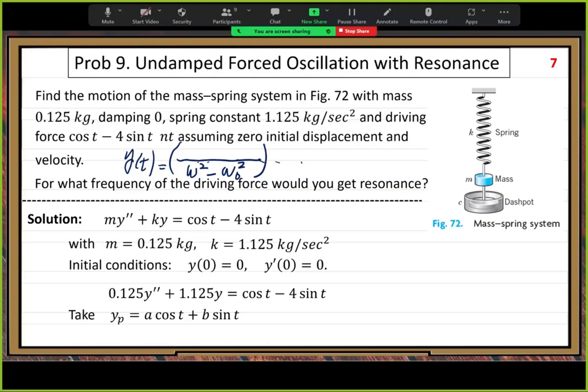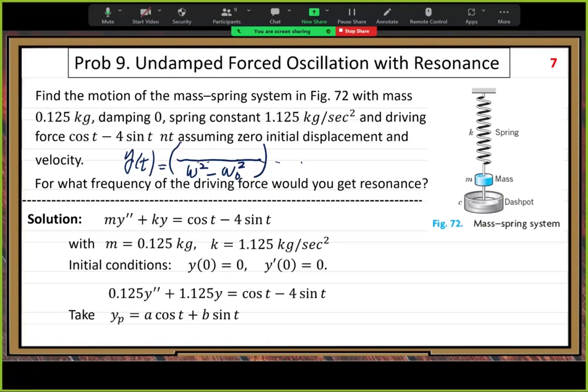With this structure, now you can calculate the derivative of y_p. You can expect some number times cosine, some number times sine, also the same structure. The double prime is also another expression times cosine, another expression times sine. All three things, you can put back into the equation.